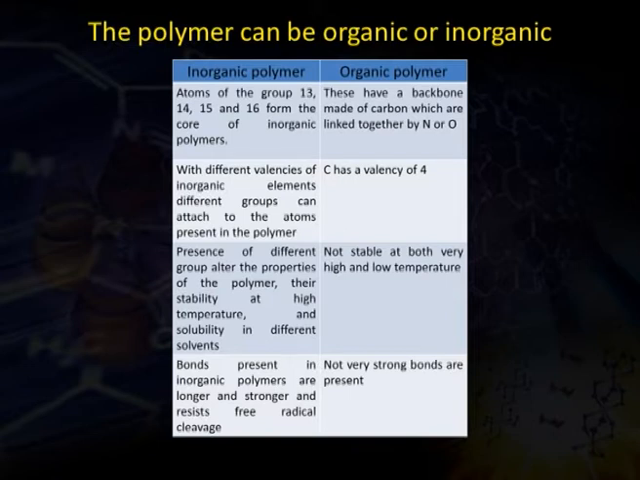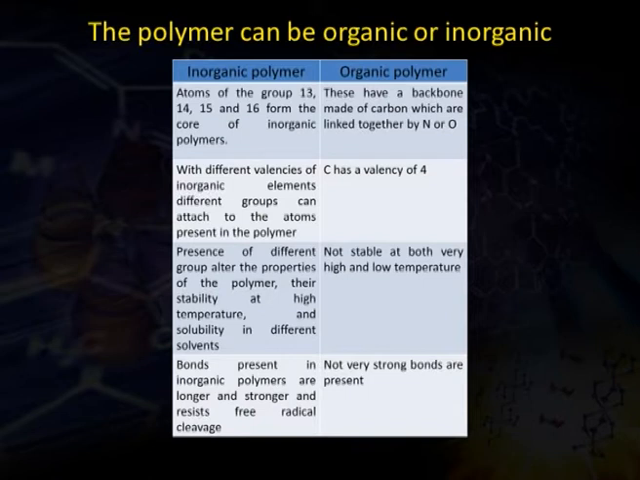With different valencies of inorganic elements, different groups can attach to the atom of the polymer. This is not the case with the organic polymer, because here the central atom is carbon, which shows only one valency, and that is 4. The presence of different groups in the inorganic polymer alters the properties of the polymer, their stability at high temperature and their solubility in different solvents, but this is not the case with organic polymers, because these are not very stable at both high and low temperatures.